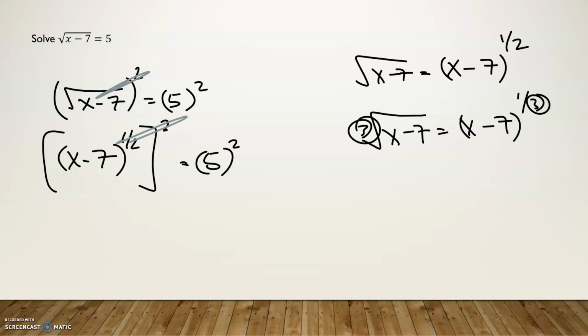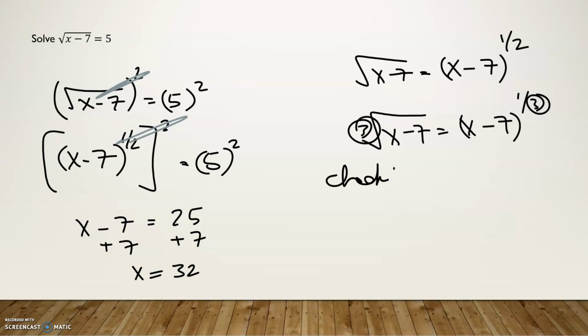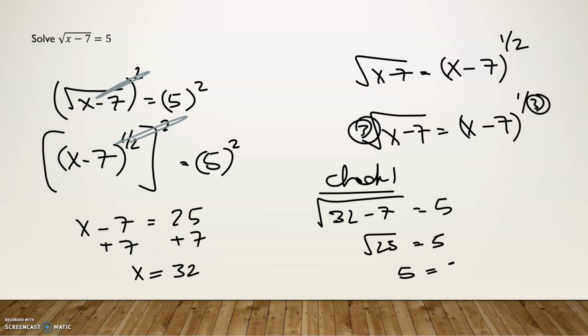You don't have to write that next step. So x minus 7 equals 5 squared, that's 25. So I'm going to add 7 to both sides, and that's going to give me 32. Now I need to check my answer, to make sure I don't have an extraneous solution. So 32 minus 7, and I need the square root of that to equal 5. Well, 32 minus 7 is 25. Square root of 25 is 5, so 5 equals 5. So that means x equals 32 is our answer, and we don't have an extraneous solution.